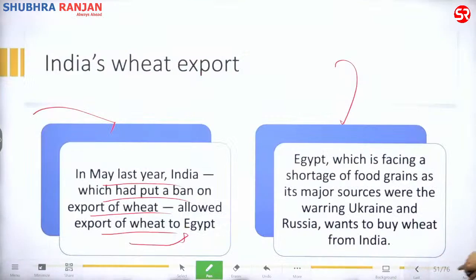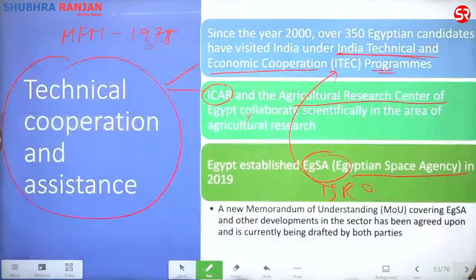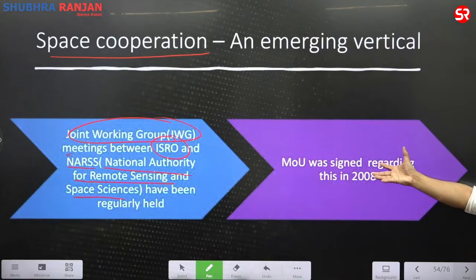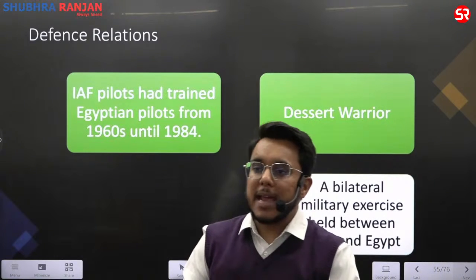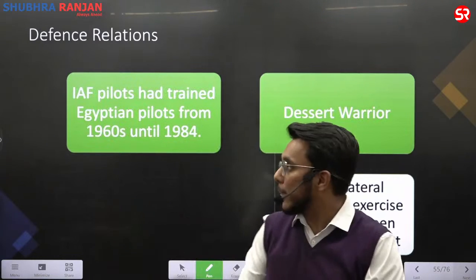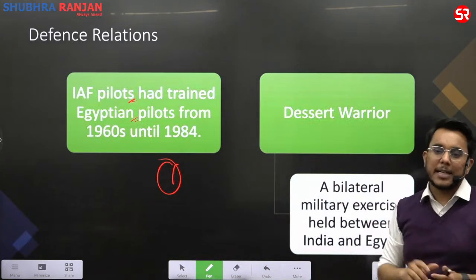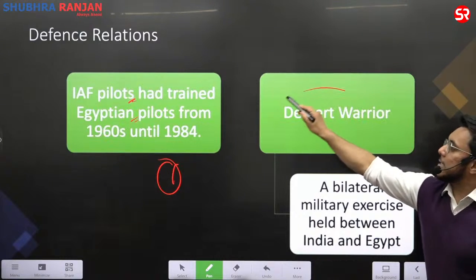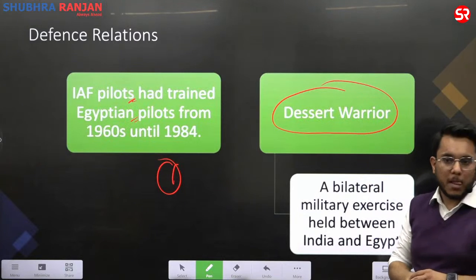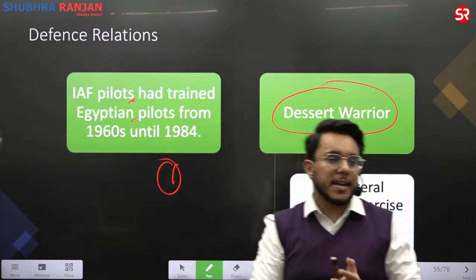So we find that on the economy, we have enhanced the cooperation with Egypt, where merchandise and goods trade has increased. Technical cooperation and assistance has also been given. Then on the space sector, we are collaborating. Also on the defense front, India and Egypt have deep relations. Indian Air Force pilots have trained Egyptian pilots since the 1960s. There is a bilateral exercise conducted between India and Egypt, that is Desert Warrior. Samajh mein aa raha hai? So these are all the convergences between India and Egypt, the entire history of India-Egypt relations.